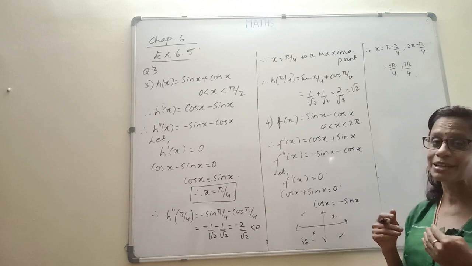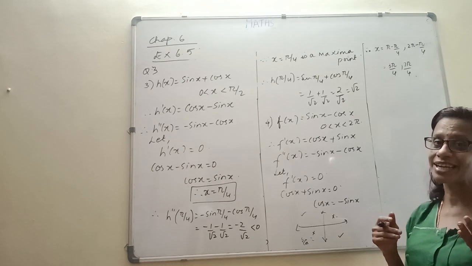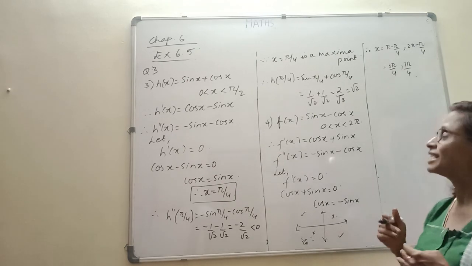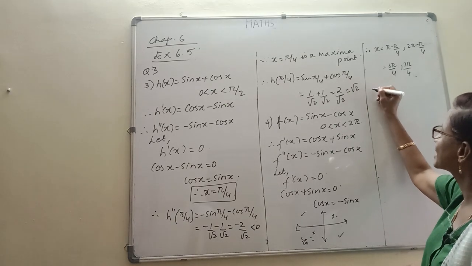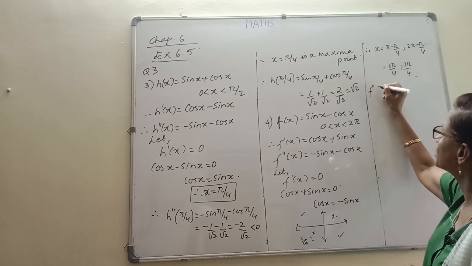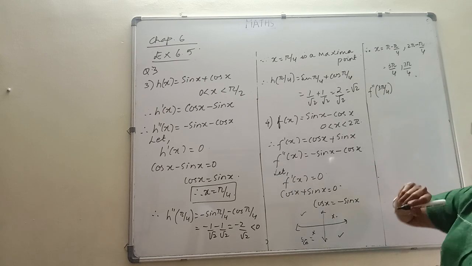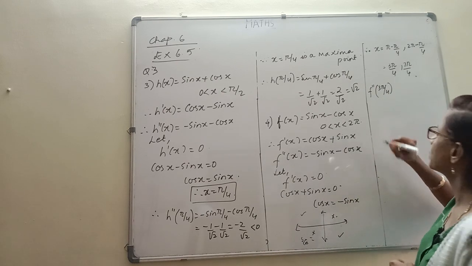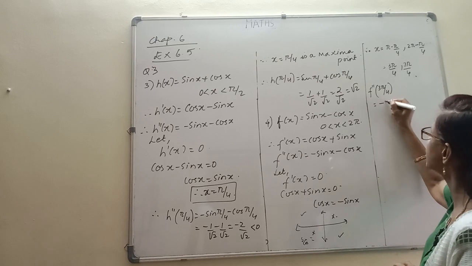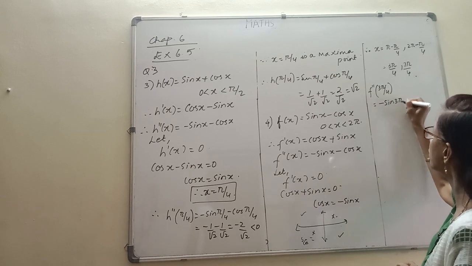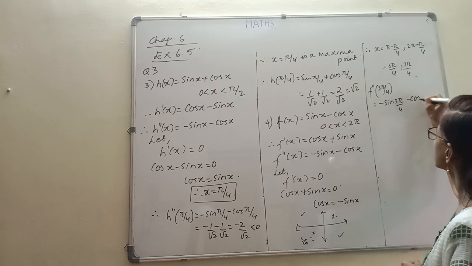We have only reached the critical points. Next, it is for us to check whether each is a maxima or a minima point. So next, we will check f double dash, or the second derivative, at 3 pi by 4. Let's check what it is. Second derivative at 3 pi by 4 means it's minus sin 3 pi by 4 minus cos 3 pi by 4.